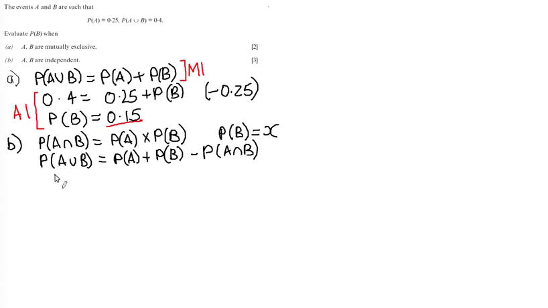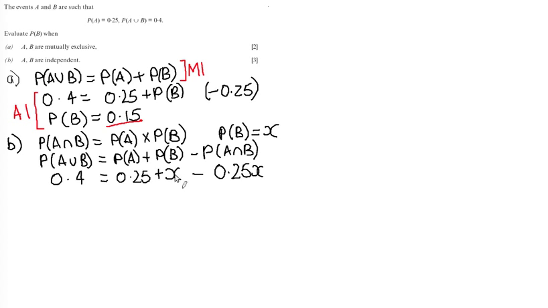I can replace my values. So probability of A union B is 0.4. Probability of A is 0.25. Probability of B is x, and then instead of probability of A intersect B, I'm going to have probability of A times the probability of B, so that's going to give us 0.25 multiplied by x, so 0.25x.